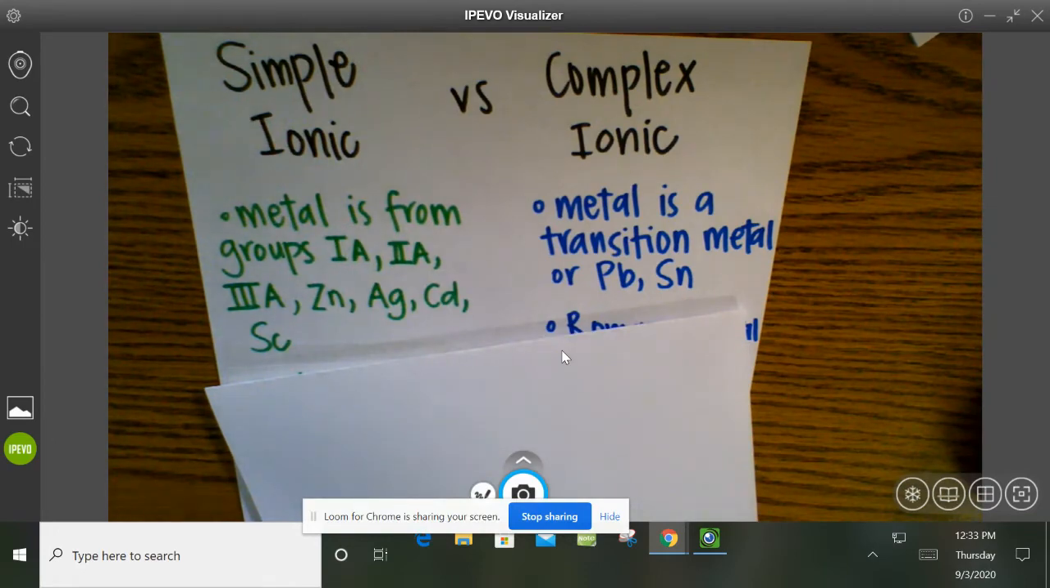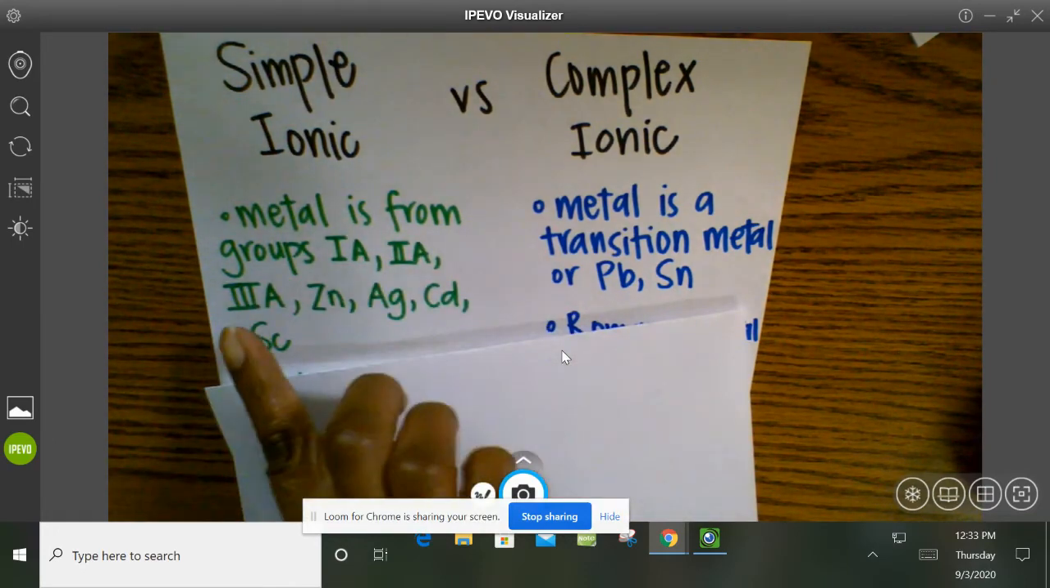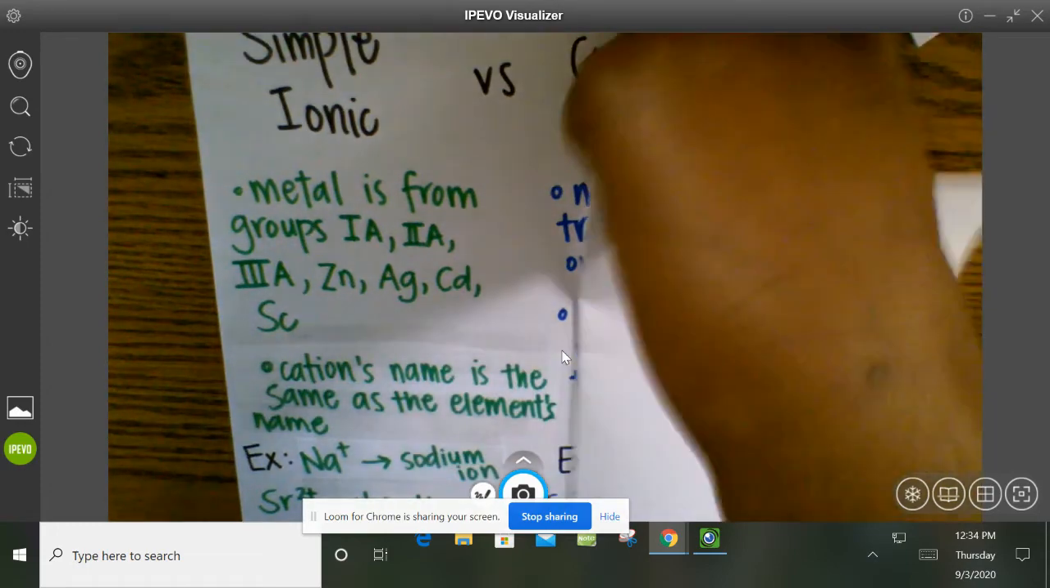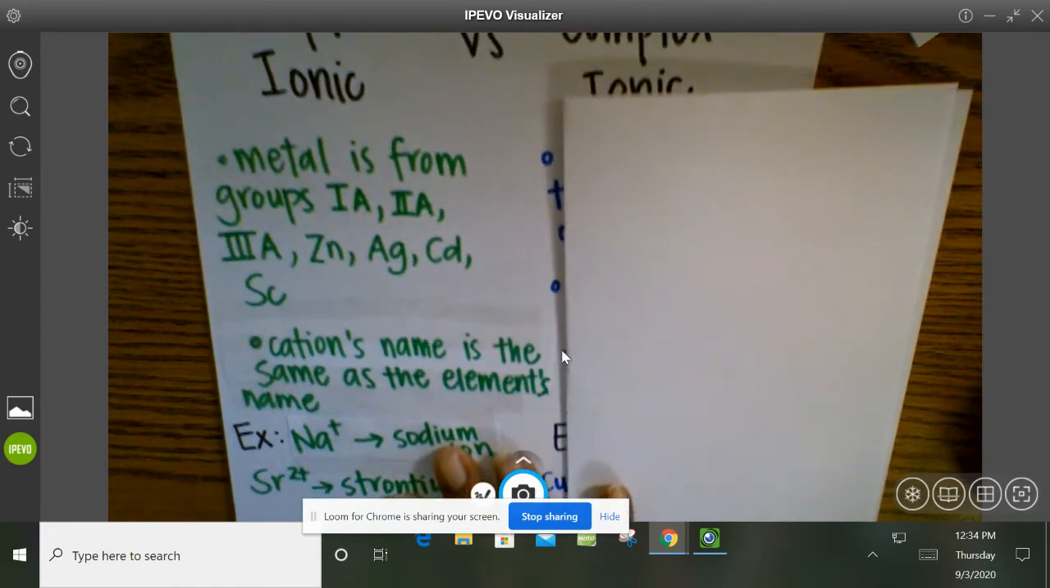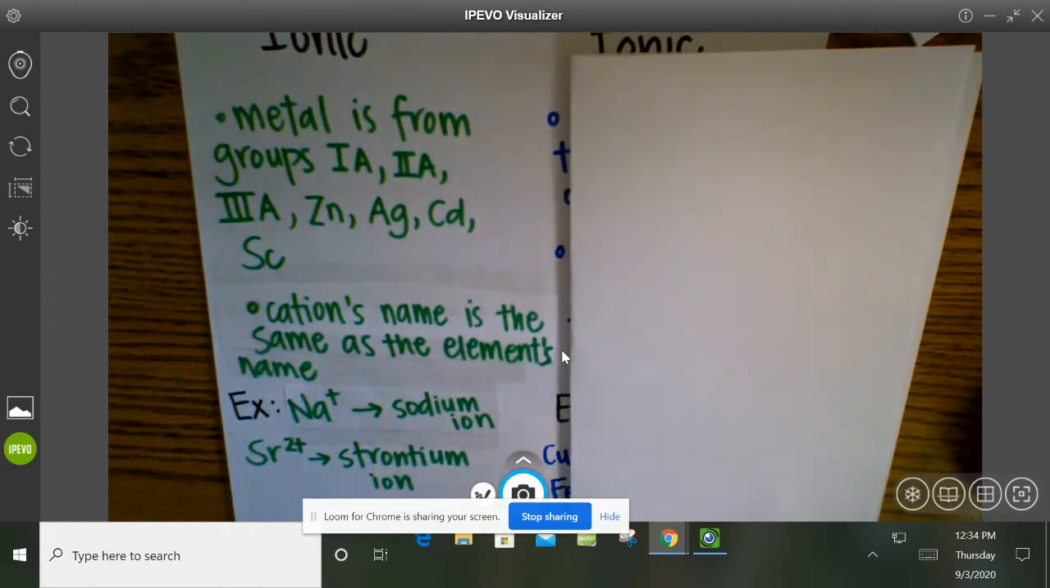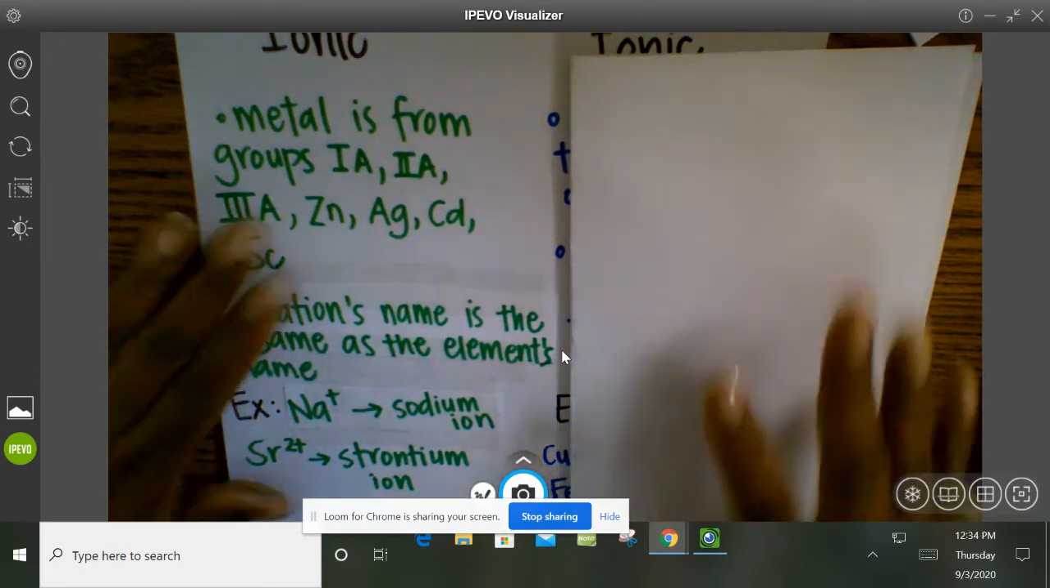If the cation comes from this group here, then you will just go through. The cation's name is the same as the element's name. There's nothing special you do. The sodium Na+ is the sodium ion. Sr2+ is the strontium ion. Zinc, when it becomes an ion, has a charge of 2+ and is still called zinc. There are no Roman numerals. You just put the name of the cation, the name of the anion, and you're done.